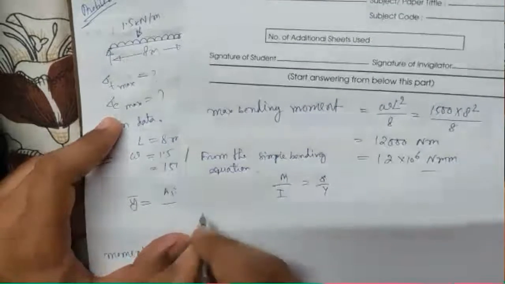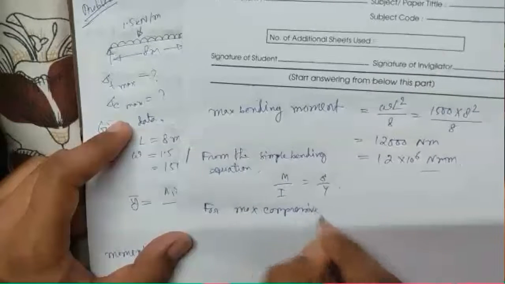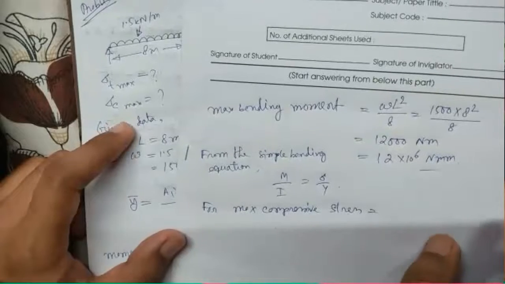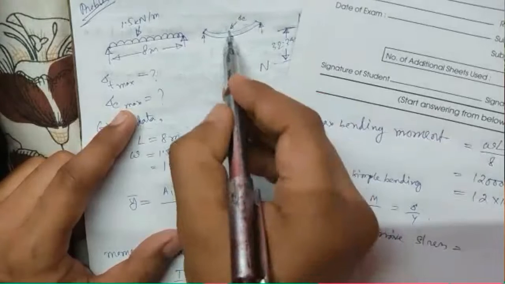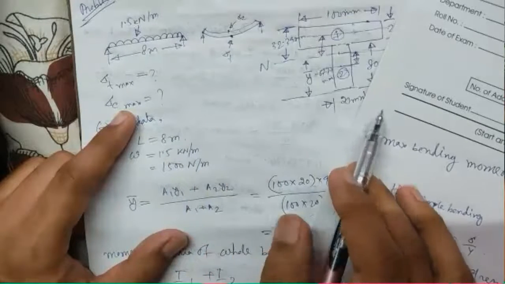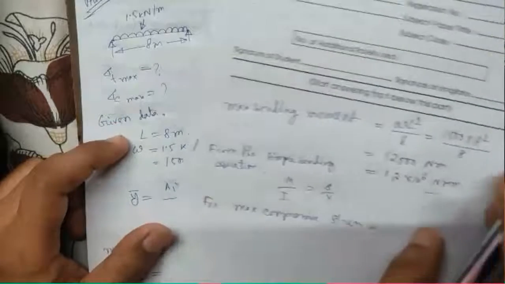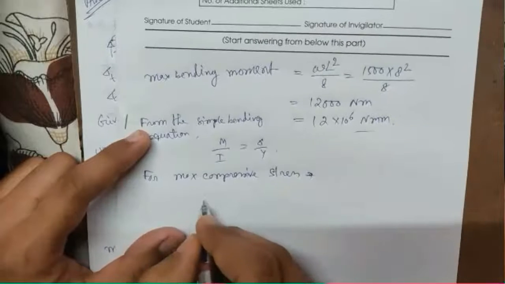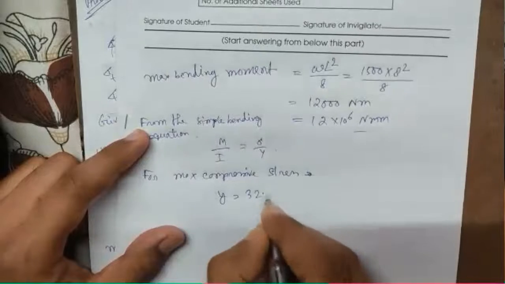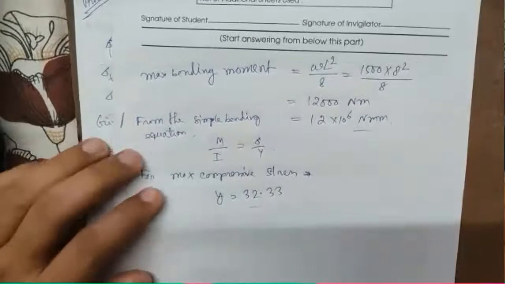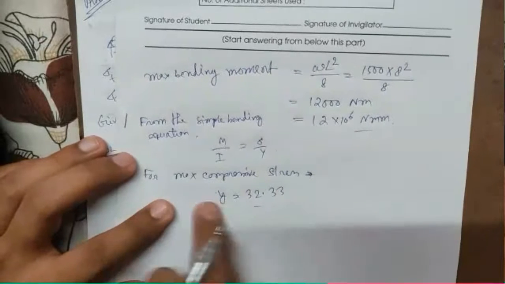So for max compressive stress, where will it be? At the top. So in that case, we will use y1 or y value, that will be equal to 32.33. So we will write y equal to 32.33. Now for max compressive stress, yes, y equal to 32.33.